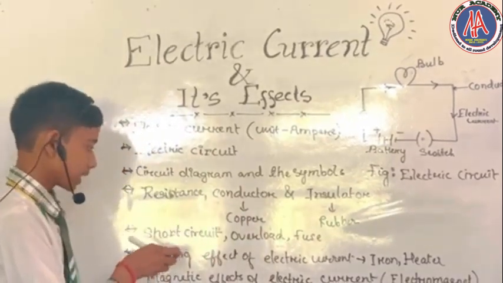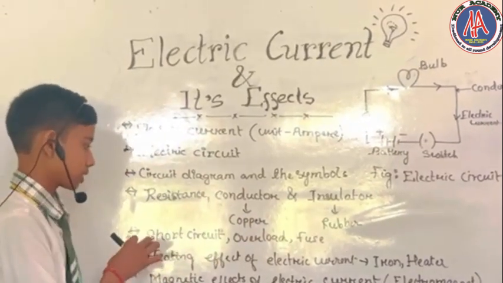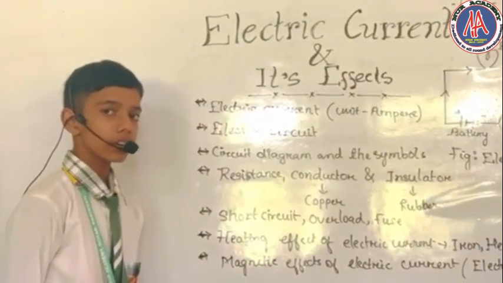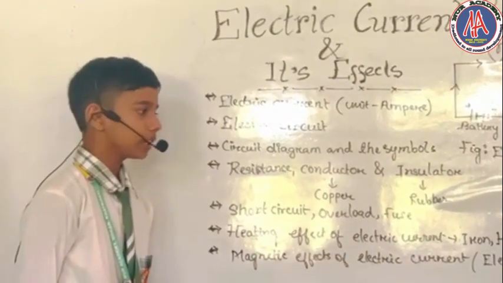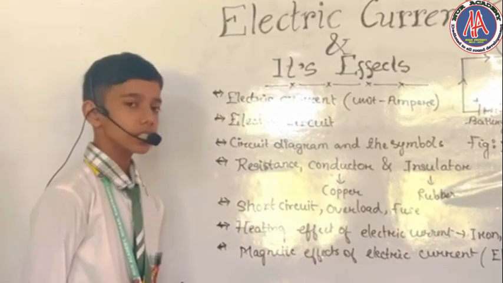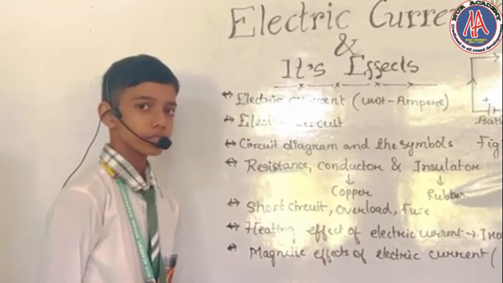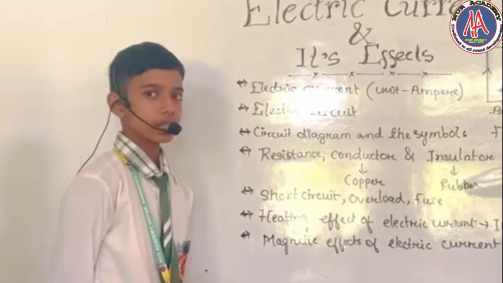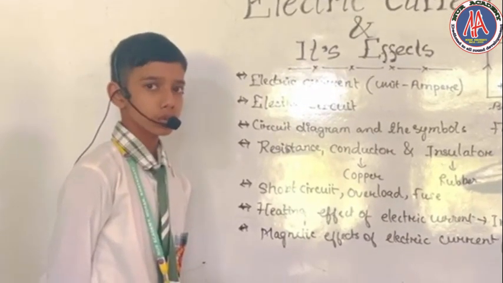Now the next thing is short circuit. What is the effect of electric current? With no terminals or battery, the current produces heat. A diagram is used to eliminate it, as it offers large resistance and heats up when electric current flows through it.